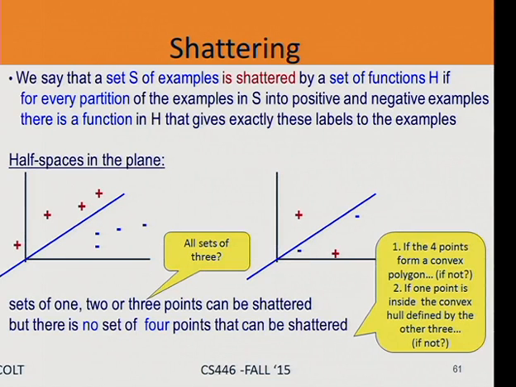The other option is that actually all 4 are on the convex polygon. So this number 4 is on a line. And in this case, you'll do the same thing. If you have a triangle and there is a point on one of the sides of the triangle, where the triangle was formed by the other 3 points, again, choose the label of this to be different than the other points on the same line, and you cannot choose. So basically, we covered all options, and we showed that no set of 4 points can be shattered. Okay?